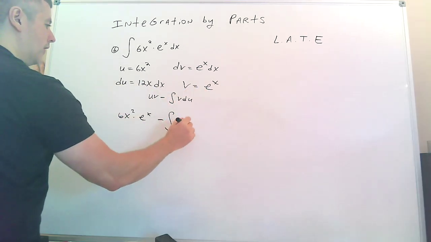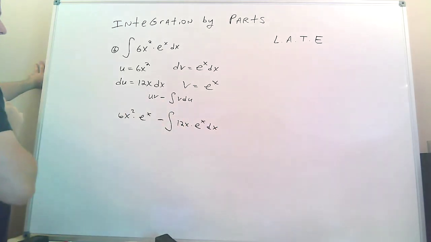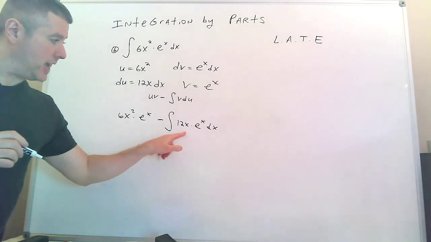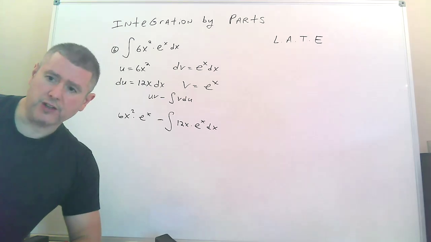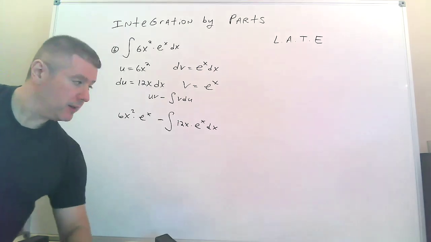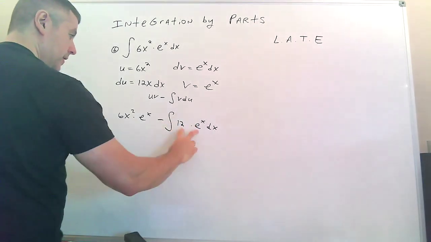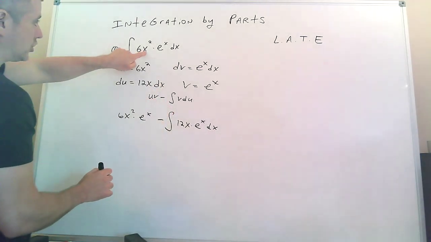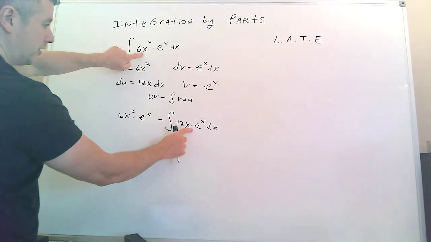So that gives me 12x e to the x dx. Now, you run into a problem. That's just like a problem that I worked with. It's very similar to problem 3, on the sheet that I worked in the previous one. This is parts again. If it was just this, I would be good to go, but I'm not. But notice, I started off with an x squared and an e to the x, and now I'm down to an x to the first e to the x.